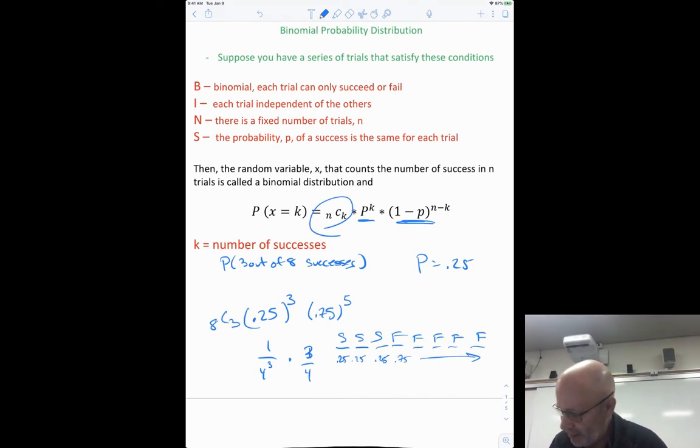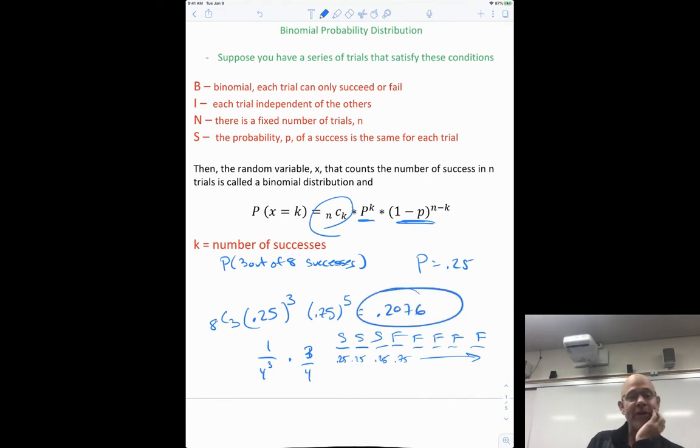We're going to go 8 choose 3 times 0.25 to the third times 0.75 to the fifth. And I get not the right answer. So we're going to try that again. 8 choose 3 times 0.25 to the third times 0.75 to the fifth, 0.2076.